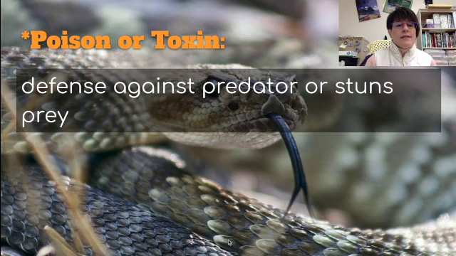Poison or toxin. This is a defense against a predator, or it can be used to stun a prey. For example, this rattlesnake in the background has venom in its fangs that it can stun its prey with. Also, I'm thinking of monarch butterflies. They eat milkweed, which makes them distasteful to birds, and that protects them.